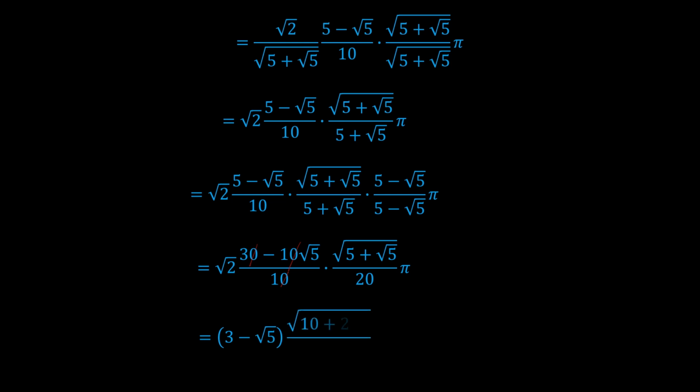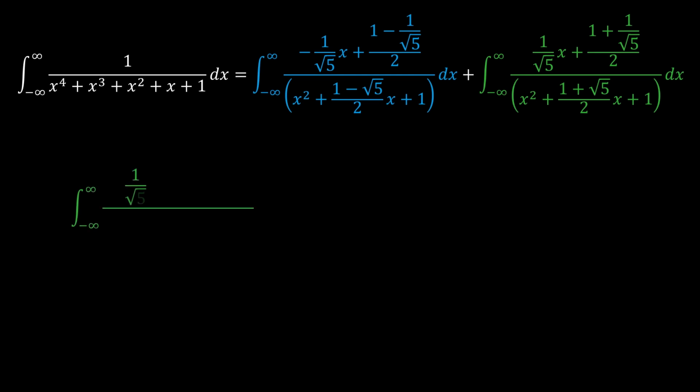And here we have 3 minus root 5 times square root of 10 plus 2 root 5 over 20 pi. So this is what we get from the blue integral. Now we're going to try and look at the green integral, using the same steps to get the answer.